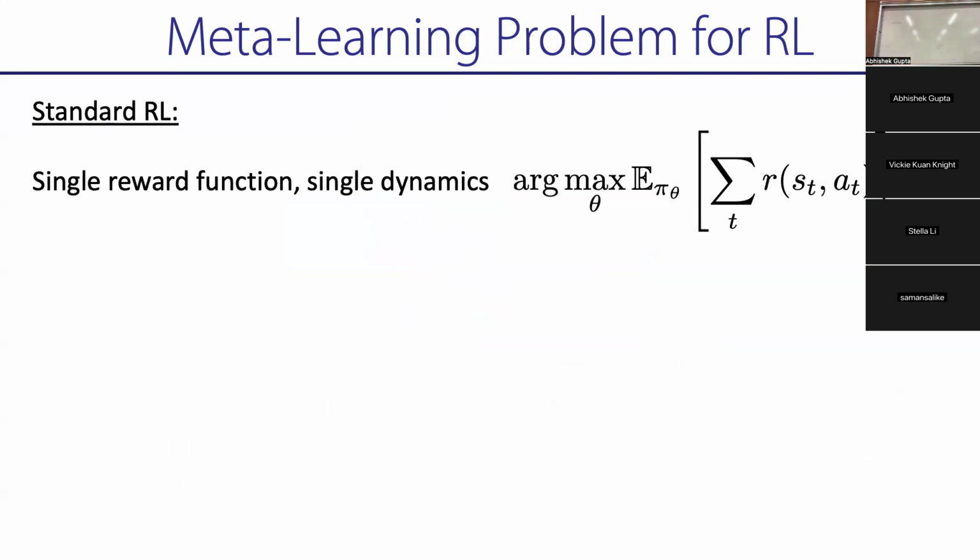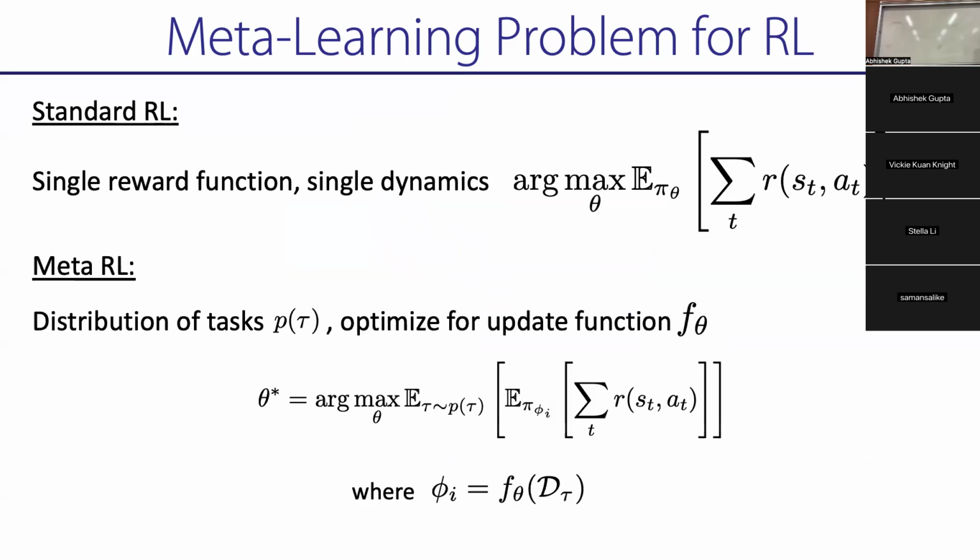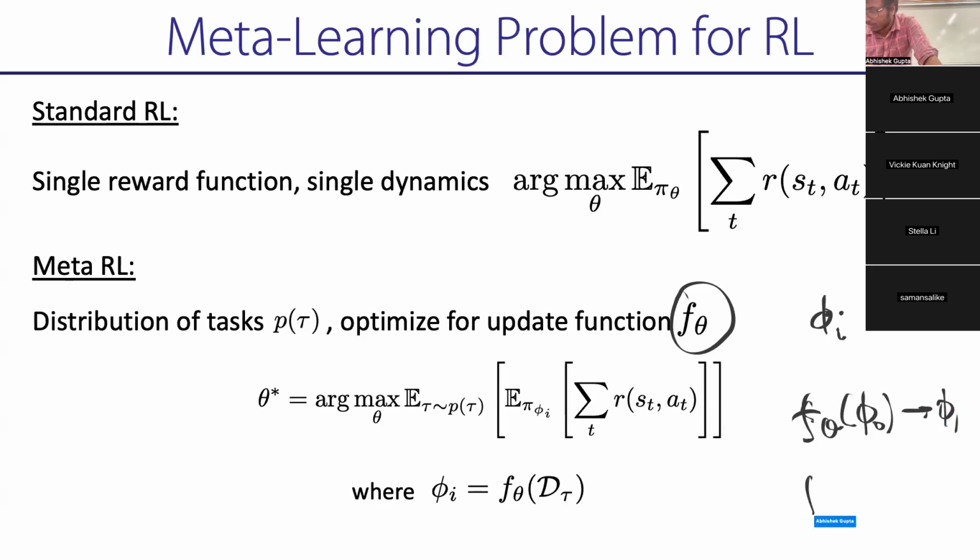Right. So standard reinforcement learning is going to say we want to maximize the sum of rewards for a single task. And so you're given a reward, you want to learn a policy parameter theta. In meta-RL, we're going to try and learn an update function f theta. Right. So let's say the parameters of our policy were phi. f theta is going to take in phi naught and give me phi 1. And it's going to take in phi 1 and give me phi 2. Right? And so my updates in my policy parameters are done by f theta.